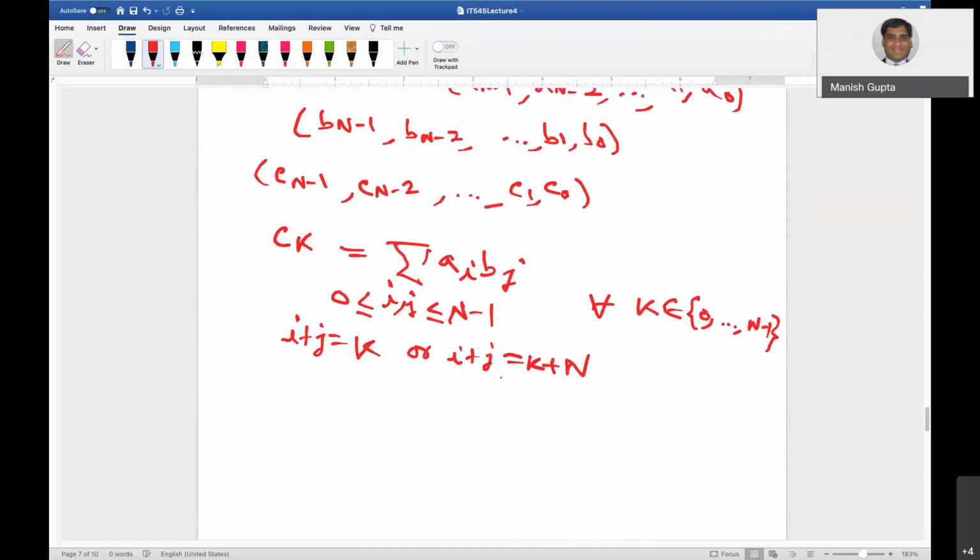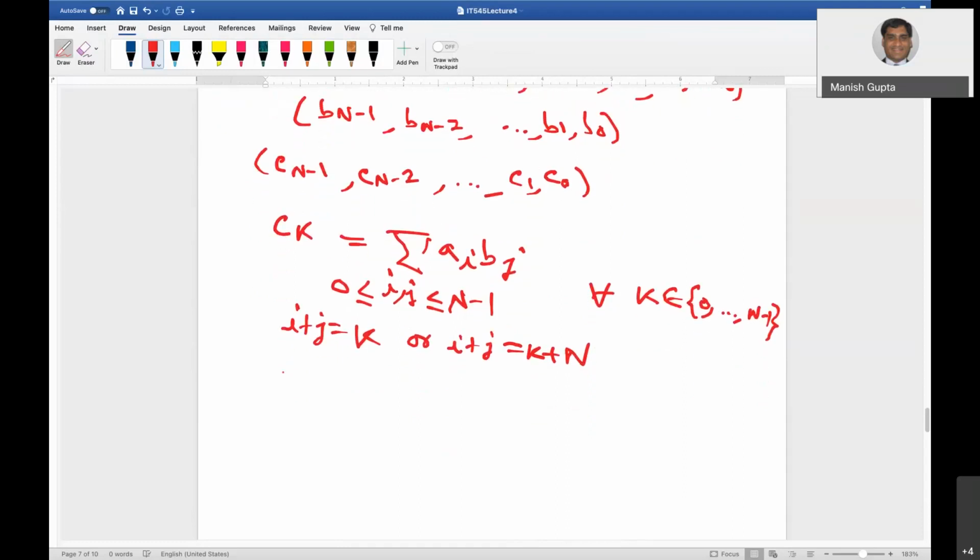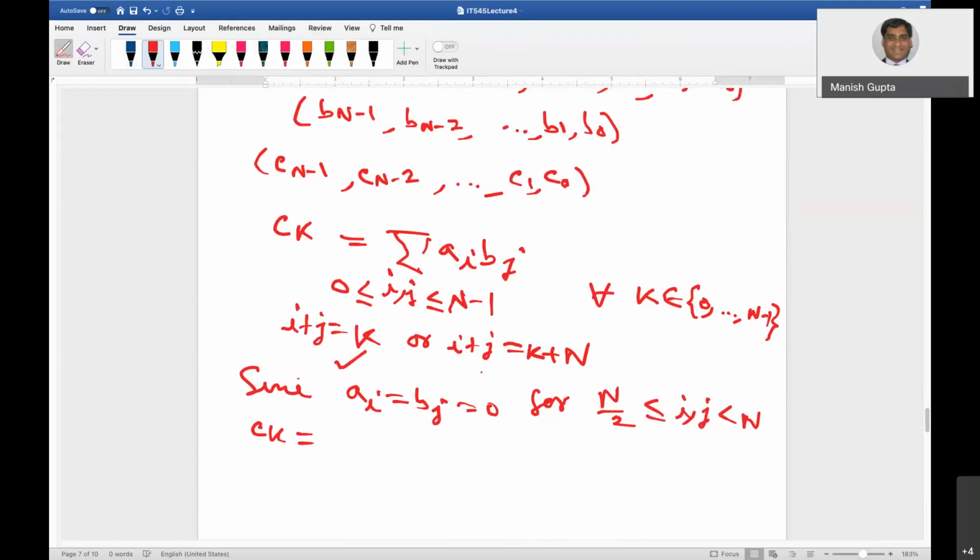Now, since a_i = b_j = 0 for padding, for n/2 ≤ i, j < n, we have c_k can be written as, so we first evaluate this and then this, so either this or this, right?